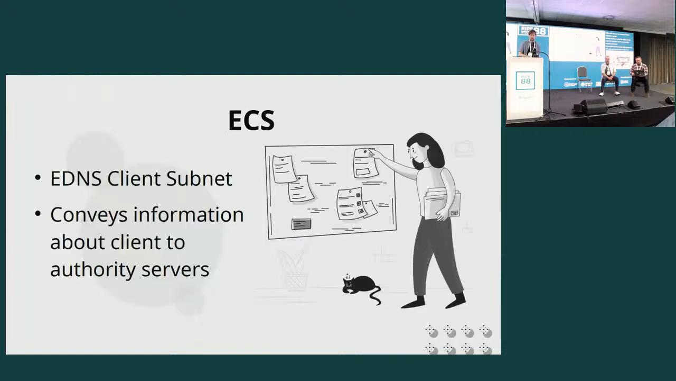Cool. All right. The next section, we have recommendations around ECS. This is EDNS Client Subnet. The way it works is that a resolver, when it sends a query on behalf of an end user, can include information about the end user's IP address. In principle, this lets the authoritative server provide better information in its reply.